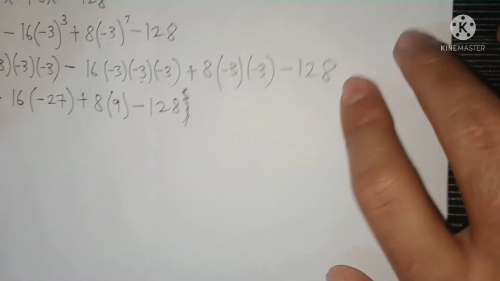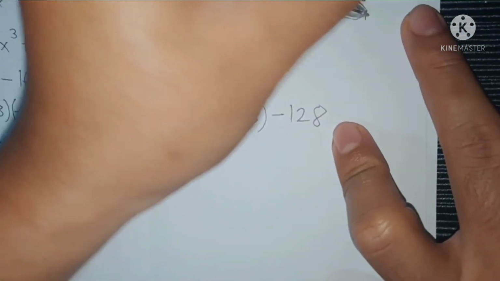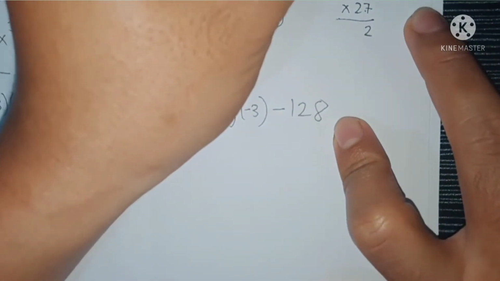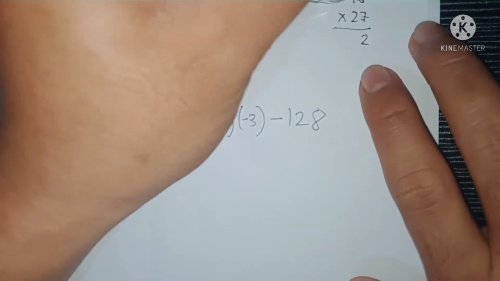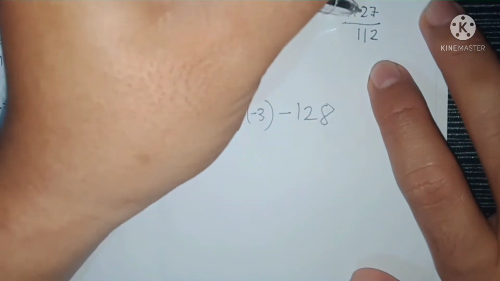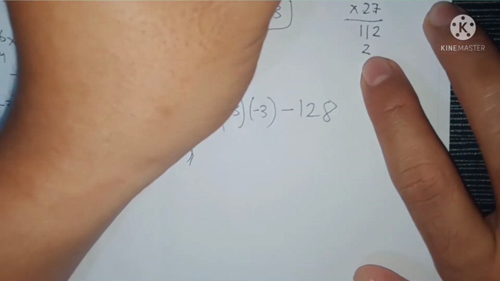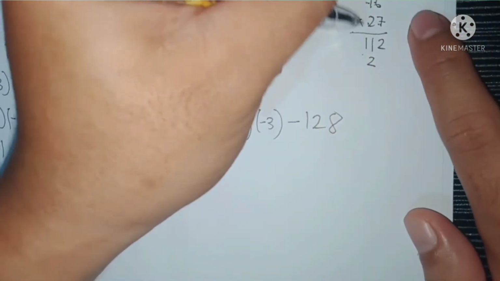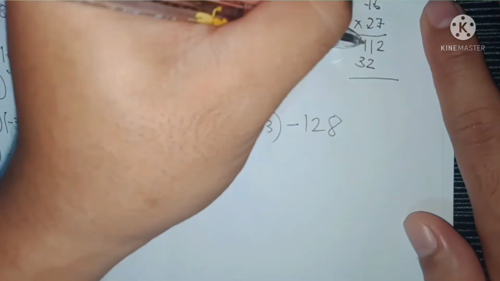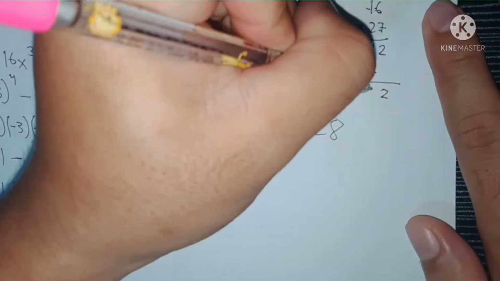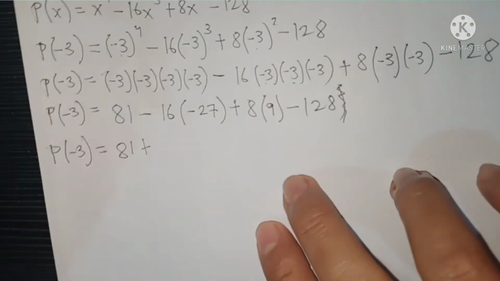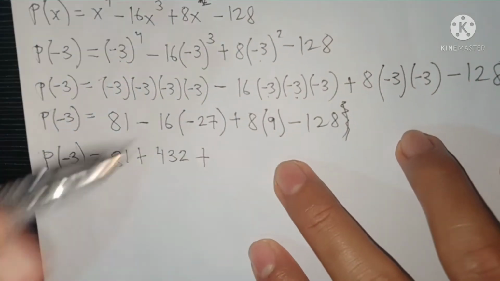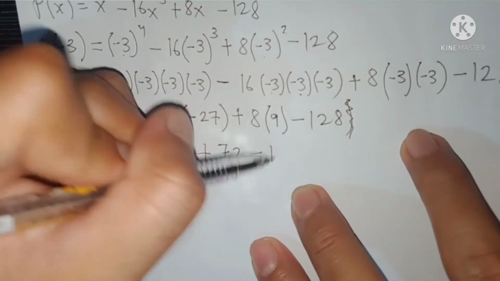And then 16 times 27, gawin natin dito. You have 16 times 27. 7 times 6 is 42. So you have 2, carry 4. 7 times 1 is 7 plus 4, that is 11. And then 2 times 6 is 12. So you have 2 carry 1. And then 2 times 1 is 2 plus 1, that is 3. So you have 2 and then 1 plus 2 is 3. 1 plus 3 is 4. Therefore this is positive 432. Plus 8 times 9, that is 72 minus 128.